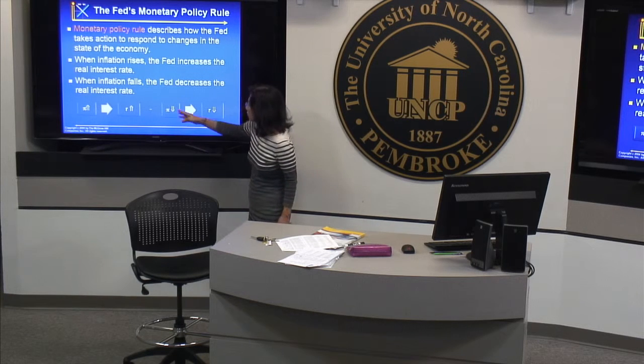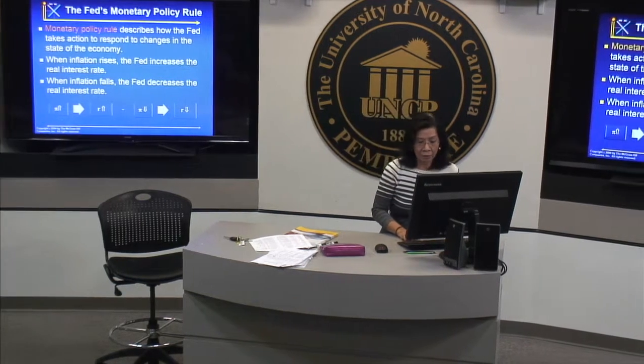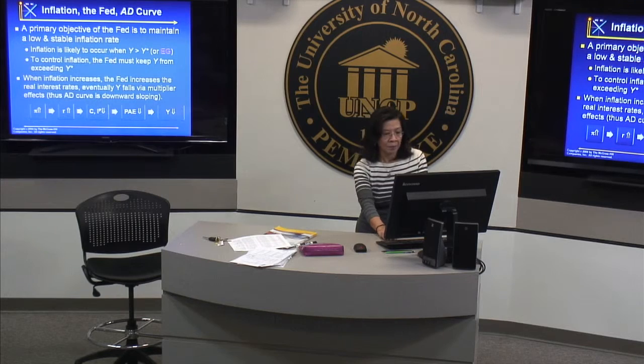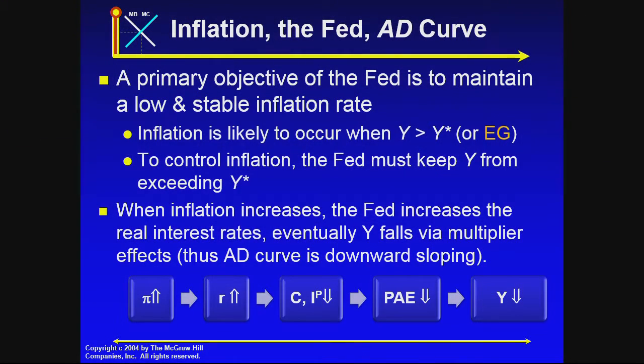So this means that vice versa is true. If pi goes down, inflation comes down, then the Fed will take it as a cue or a clue to lower the real interest rate. So again, coming back to the AD curve, one of the important objectives of the Federal Reserve Bank is to make sure that inflation does not rise up quickly, that you have a stable, not only stable, but low inflation rate. Okay, fair enough.